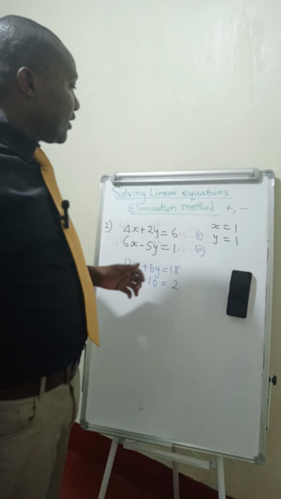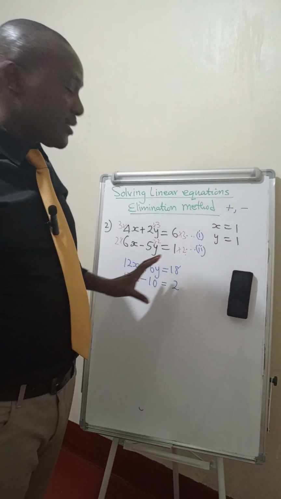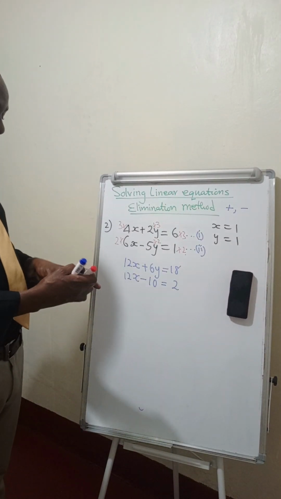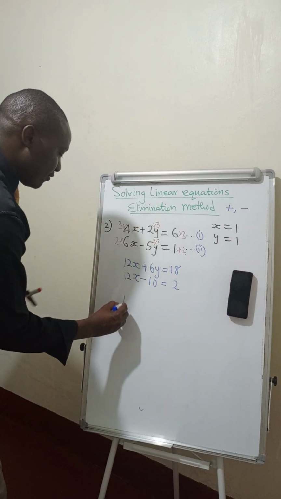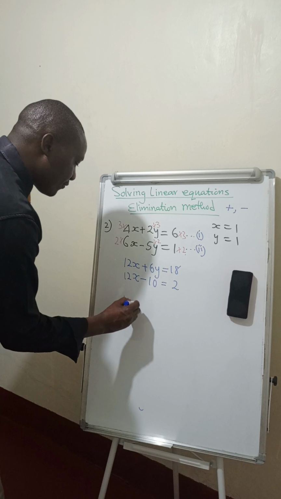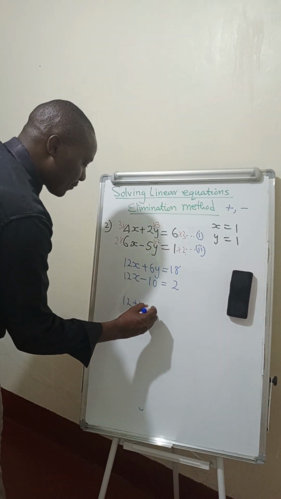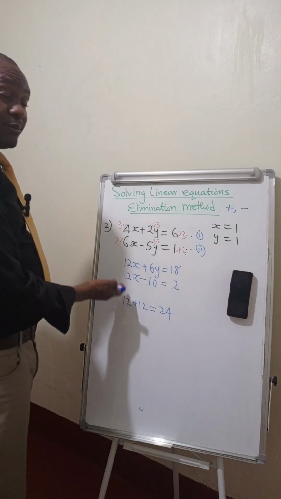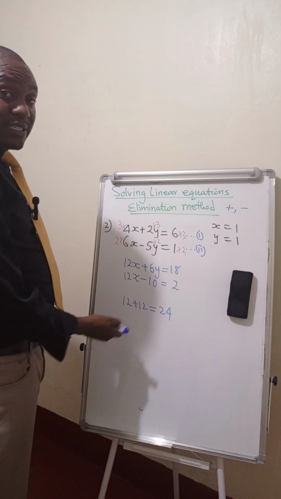How are we going to eliminate? Let's go back here. Which operation will help us eliminate x? Both are positive. So let's see. If we do addition, let's use whole numbers: 12 add this one, 12. We are going to get 24. Have we eliminated it? No. We have just increased it.